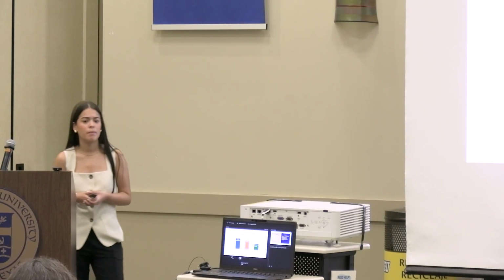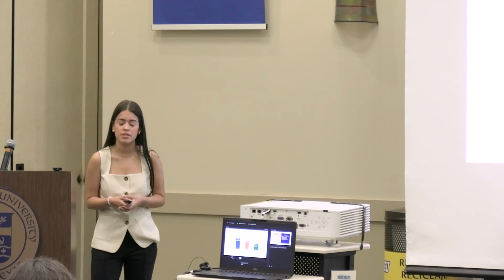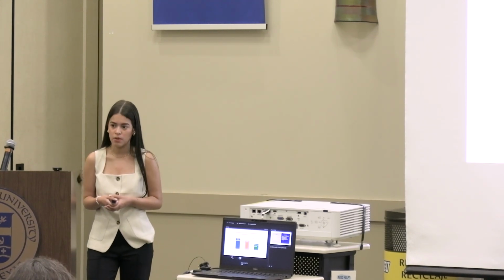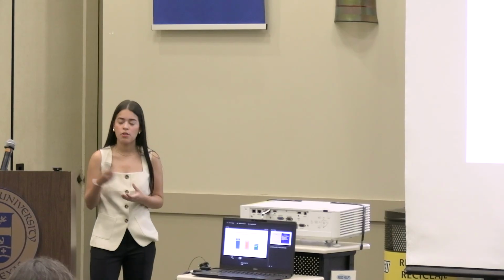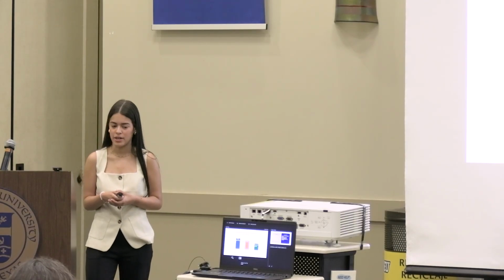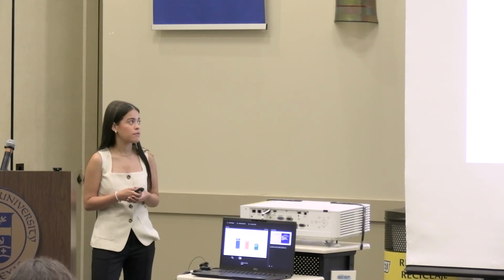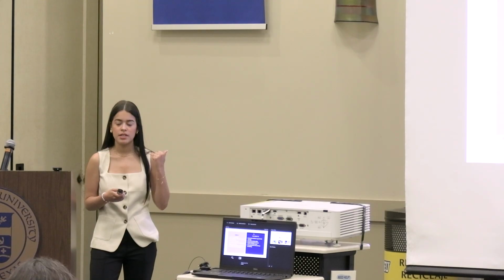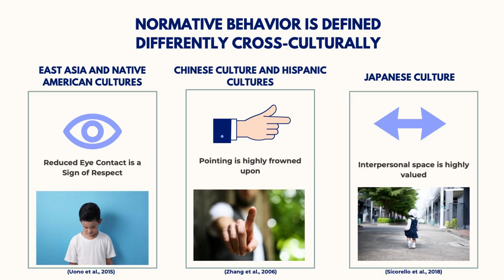And you may be thinking, well, maybe this is a prevalence rate kind of thing. Maybe we just don't see autism as much in Black and Hispanic individuals. But researchers say otherwise. Researchers say that there are other factors that are contributing to this disparity. And one of those factors has to do with the idea that these assessment tools that I just talked about do not take into account the fact that normative behavior is defined differently cross-culturally.